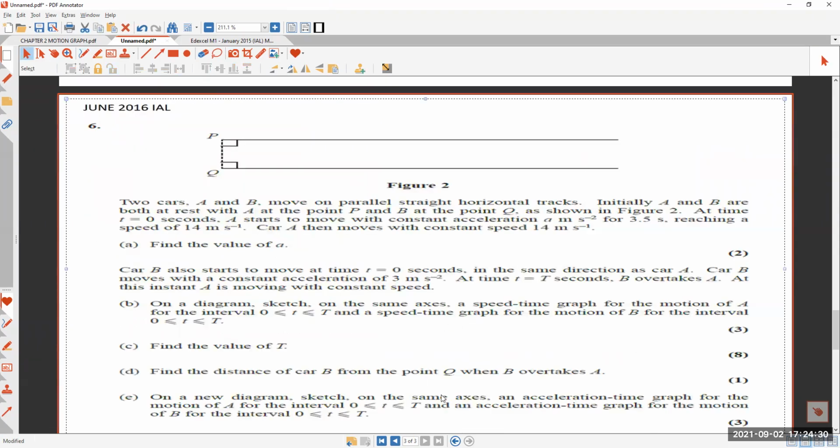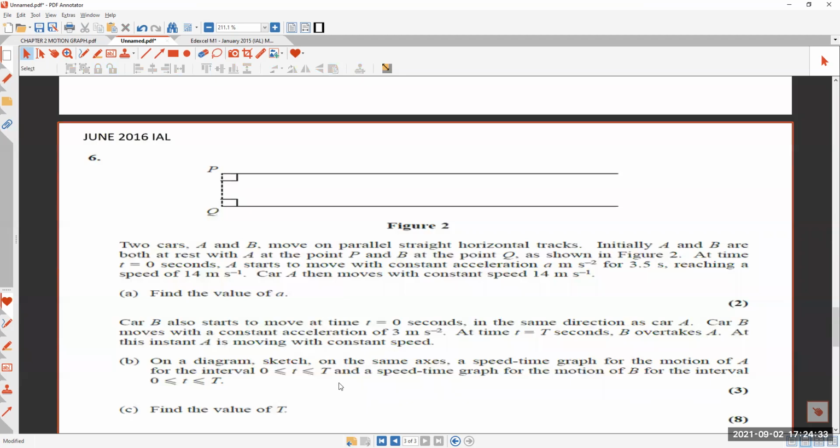So let's do this. First question, they said 2 cars A and B move on a parallel straight horizontal track. Initially A and B are both at rest, A at the point P and B at the point Q. It's like a drag race. At time t equal to 0 seconds, A starts to move with constant acceleration for 3.5 seconds, reaching a speed of 14 meters per second. Car A then moves with a constant speed of 14 meter per second. Let me sketch a graph over here.